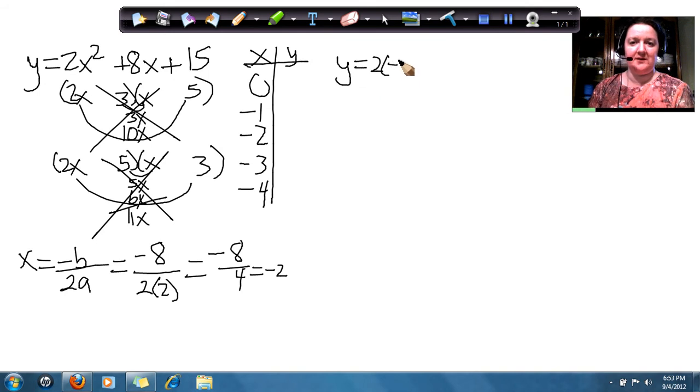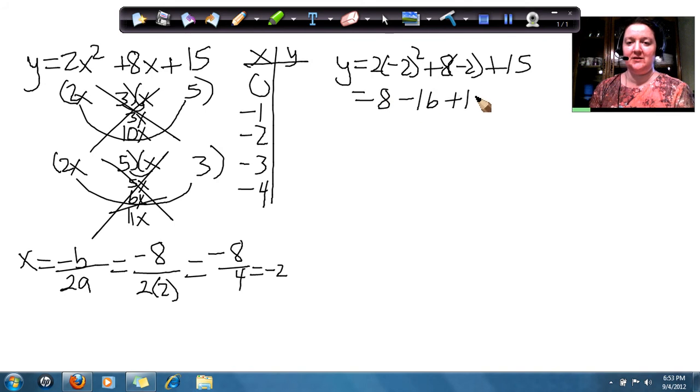So if I look at a negative 2, if I plug that through my function, 2 times a negative 2 squared plus 8 times a negative 2 plus 15. That's going to give me 4. 4 times 2 is 8. Minus 16 plus 15. So that's going to give me a negative 1 plus 8 would be 7.